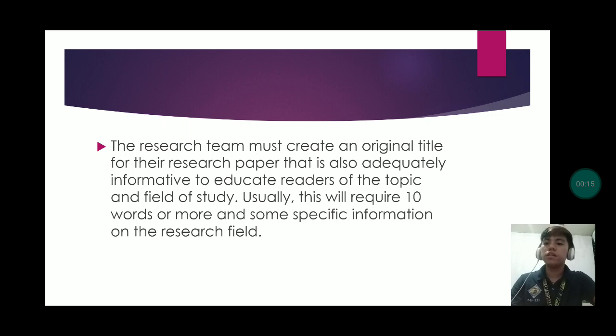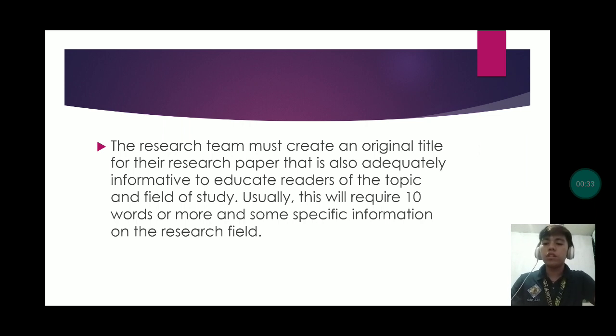First slide: the research team must create an original title for the research paper that is also adequately informative to educate readers on the topic and the field of the study. Usually, this will require 10 words or more and some specific information about the research field.